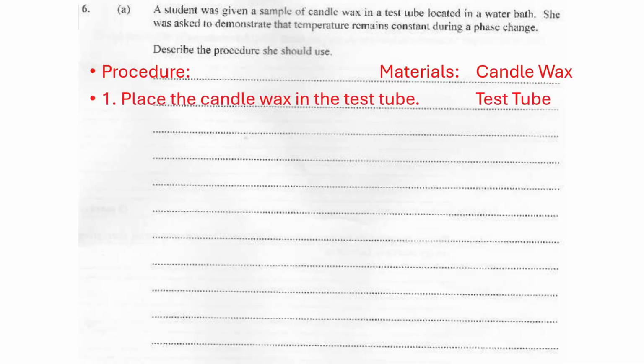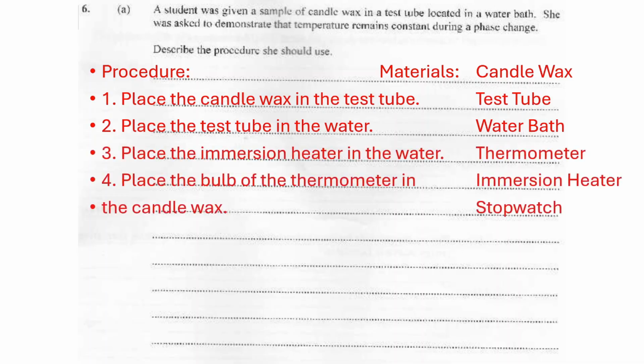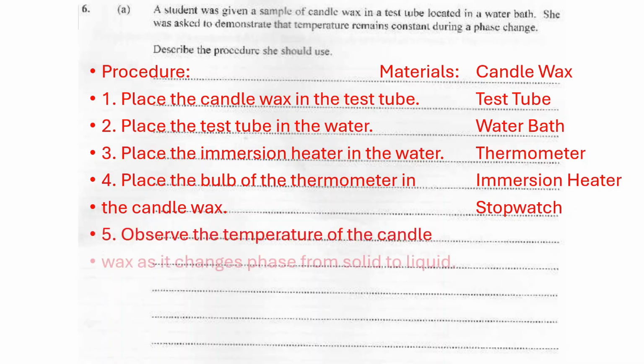So the procedure and the materials I have here. She would use the candle wax, the test tube, the water bath, the thermometer, the immersion heater, and a stopwatch. So first, she would place the candle wax in the test tube, then place the test tube in the water. After that, she should place the immersion heater in the water to heat up the water, of course. Then, step 4, place the bulb of the thermometer in the candle wax to observe the temperature of the candle as it changes phase from solid to liquid.